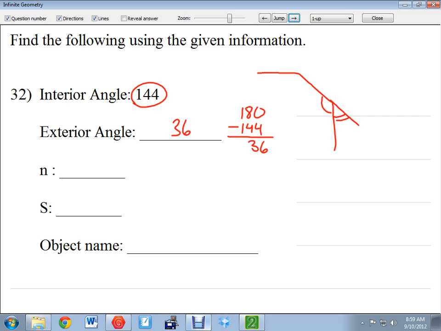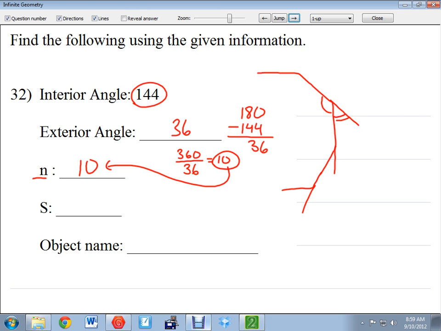Once we have that, it's a fairly easy thing to find the number of sides, because all of the exterior angles put together of any regular polygon, or any polygon for that matter, is 360 degrees. So if we take 360 degrees, and we know that all the exterior angles are 36, that'll get me 10 angles that would make up that 360. So if there are 10 angles, therefore there are 10 sides. So we can say that the number of sides of this polygon is 10.